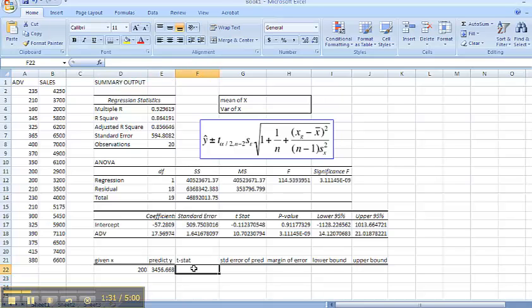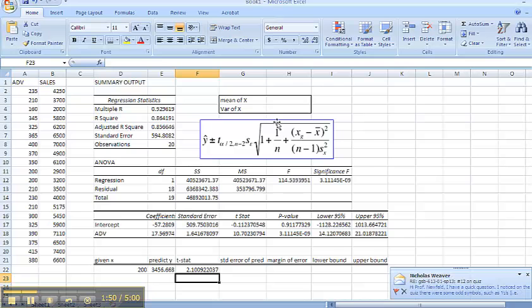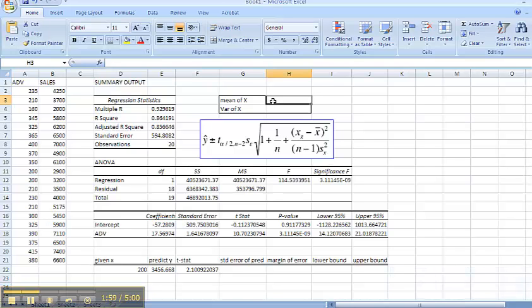Next, I calculate my t statistic using the inverse function, T.INV. The probability is going to be 0.05 since I want a 95% predictive interval. You always will. And my degrees of freedom right there are 18. Now notice I'm going to need my mean value of x and my variance of x before I go into my equation, so I'm going to calculate those.